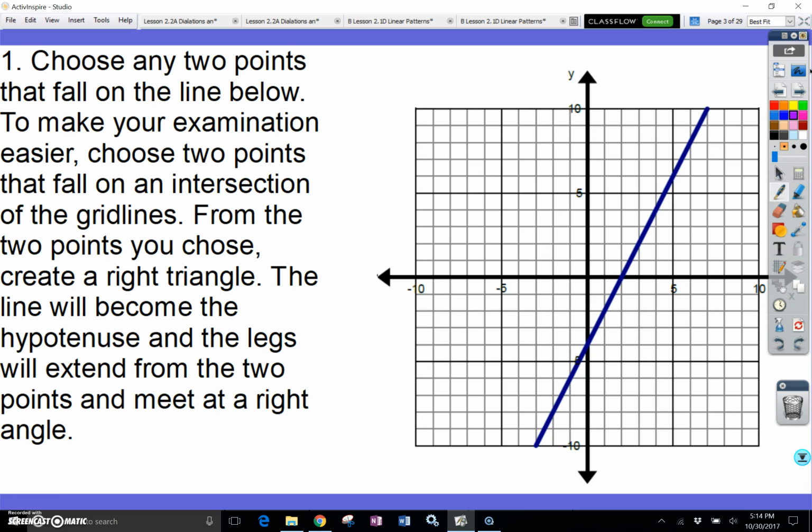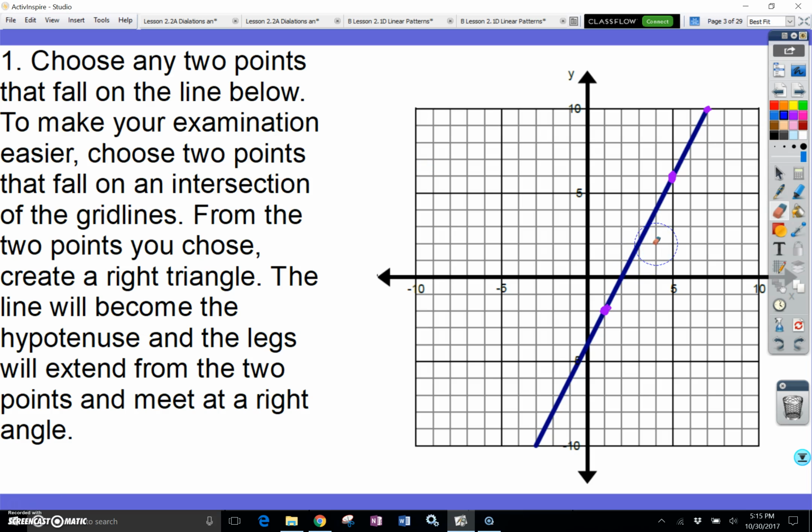It says we have this graph right here. It says choose any 2 points that fall on the line. To make your examination easier, choose 2 points that fall on intersections of the grid lines. That basically says look at this blue line and see where it crosses on the intersections. So like right here, the purple dot would be an example of one, right here would be an example, right here would be an example. What it's saying, which I'm going to draw in red, is you don't want to choose a point like right here. It's not an intersection and we can't be exact on what that point actually is.